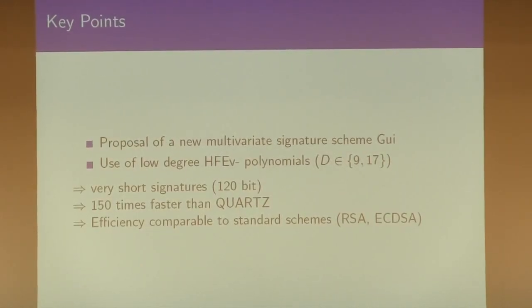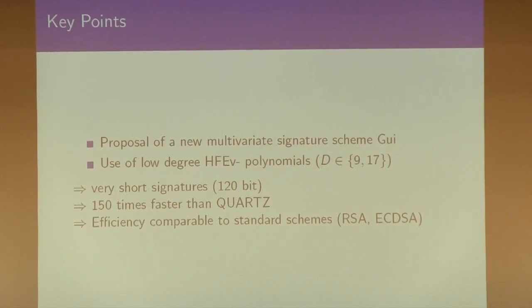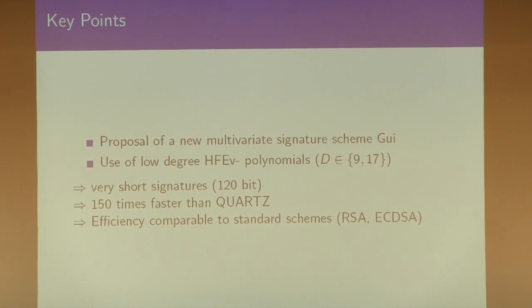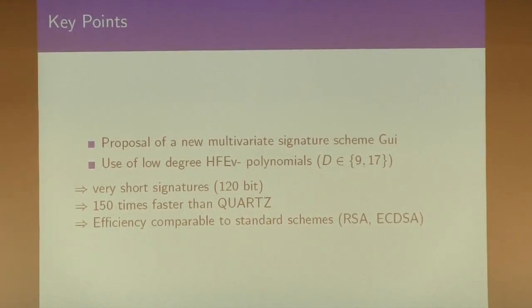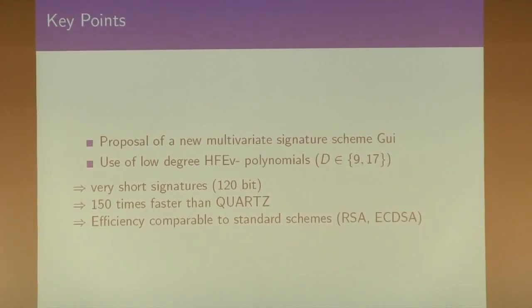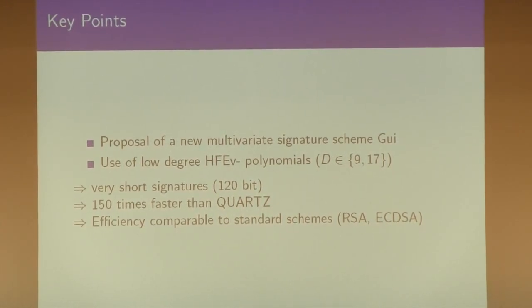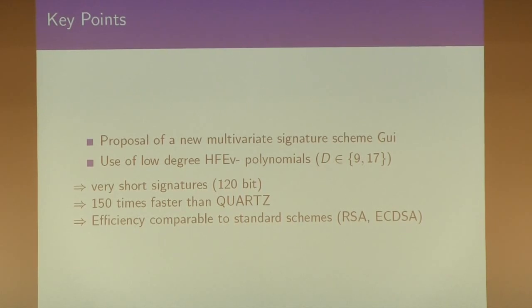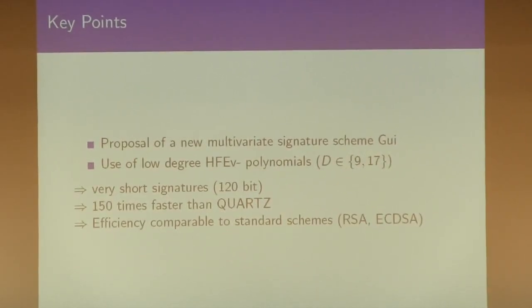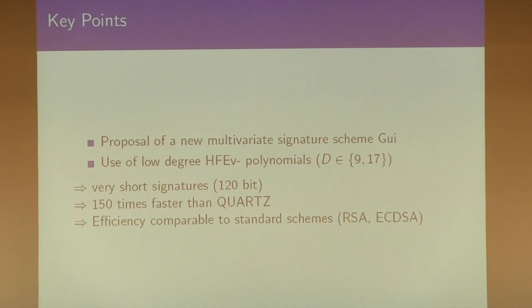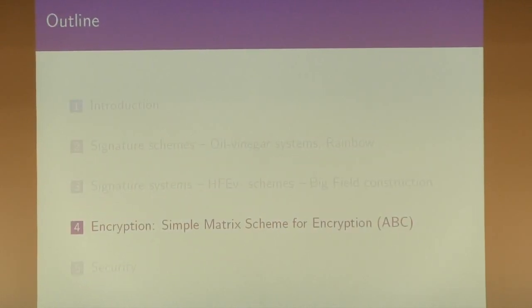So what we can take away from this is that for the HFE V minus system, you can reduce the degree without sacrificing any security. And by doing that, we can achieve efficiency comparable with RSA and ECDSA. So that's the key point coming from this second part of the lecture. Okay, then I'll stop here. Any question, anything?